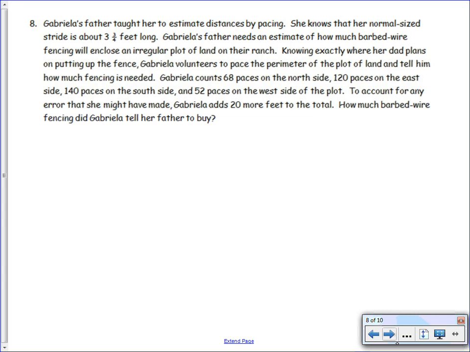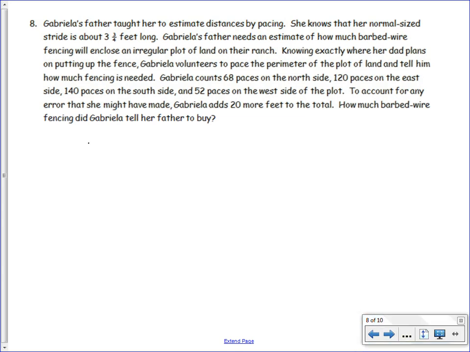The reason why she paces the perimeter is because fencing goes around the outside of an area. Gabriella counts 68 paces on the north side, 120 paces on the east side, 140 paces on the south side, and 52 paces on the west side. To find out what the perimeter is, I'm going to take each of those distances, add those together, and then multiply the total by 3 3/4.